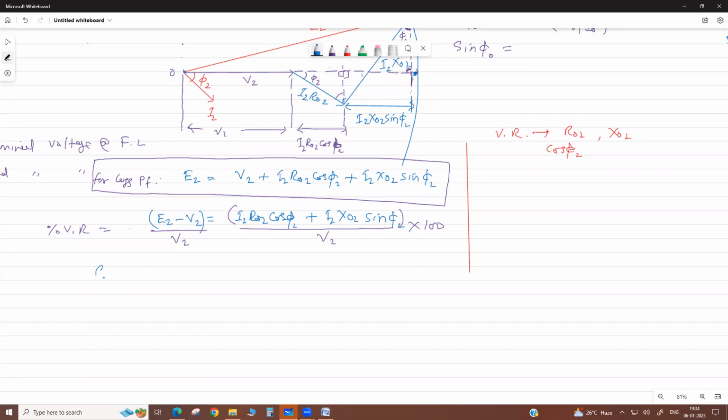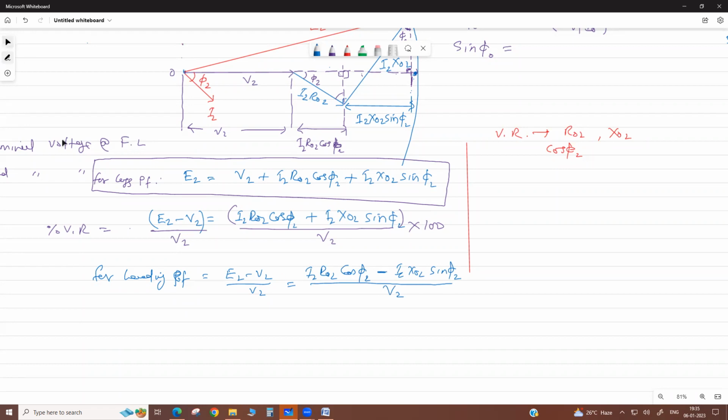For leading, please write E2 equals V2 since this is minus. Here it is negative. Directly we write the voltage regulation. This becomes, for lagging power factor, E2 minus V2 by V2. Then this equation comes R02 cos phi 2 minus x02 sin phi 2, divided. So this comes negative.